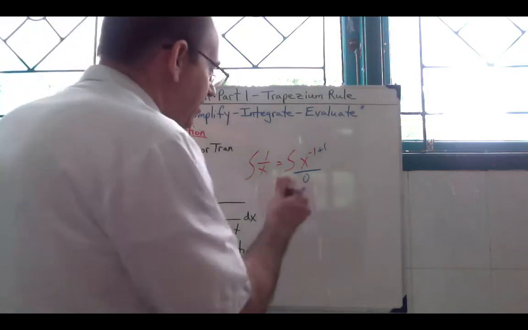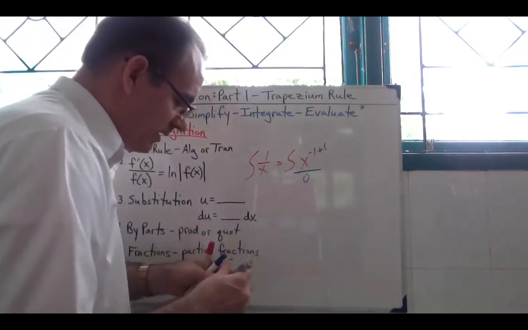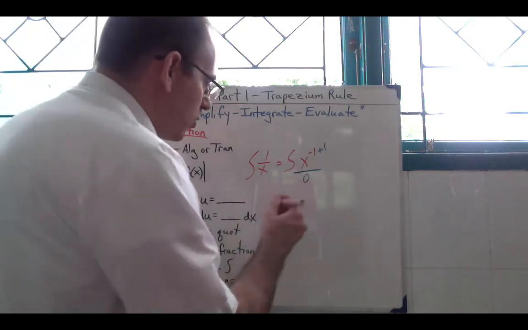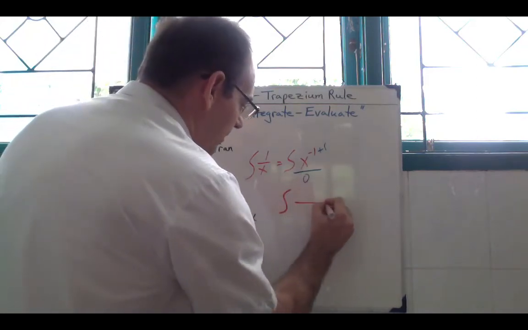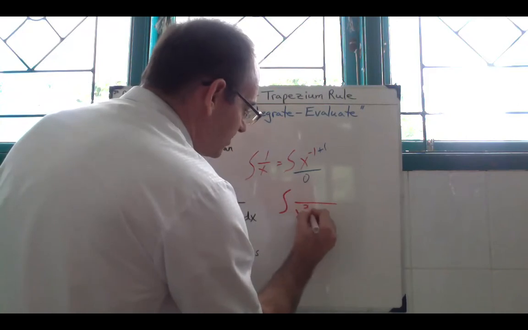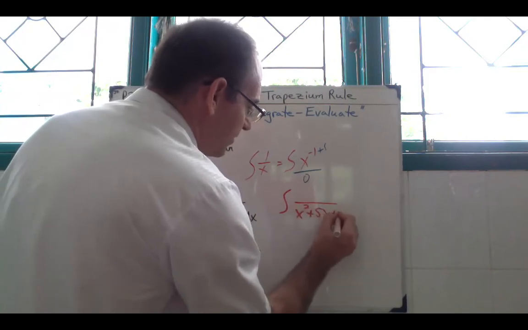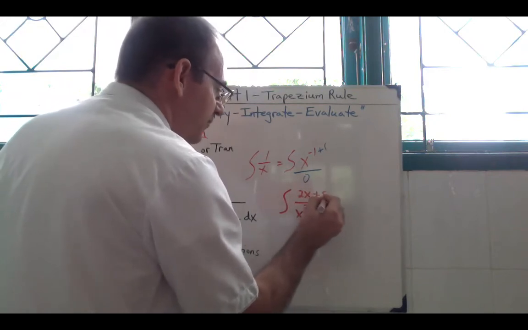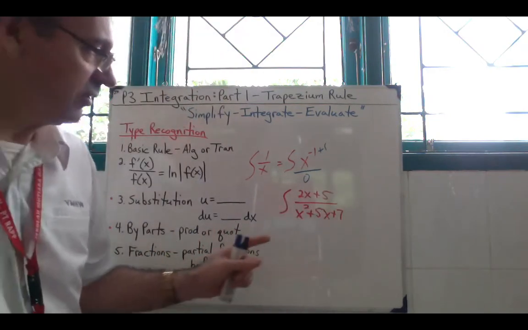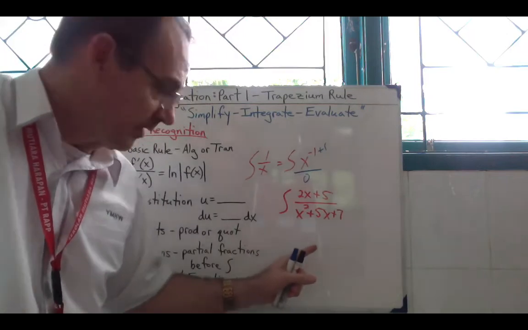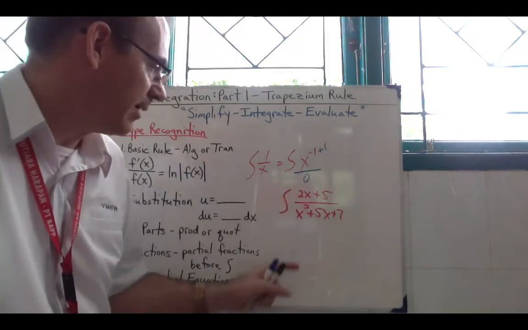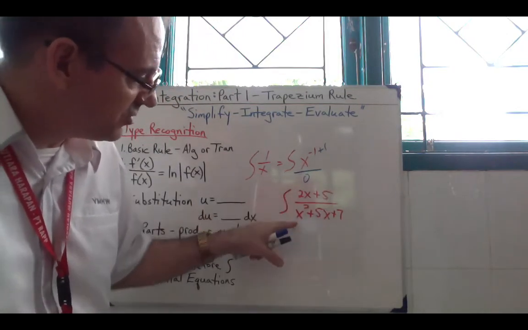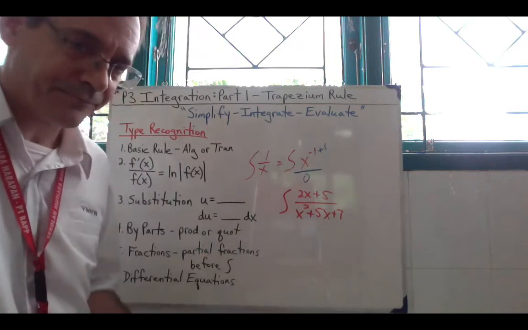For example, not just 1 over x, it can be something more complicated. Like let's say on the bottom you have x squared plus 5x plus 7. And so on the top you get 2x plus 5. So notice here you have a polynomial on the bottom and then a polynomial on top, but the top is the derivative of the bottom.